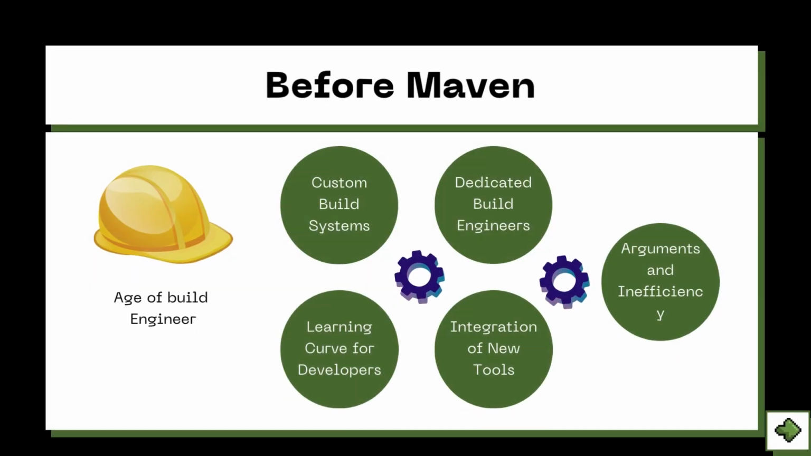So now that we're familiarized with Maven and we know why we would use such a tool, let's talk about the age or the era before Maven, because developers and build engineers faced many issues during the process of building a system. One of them was custom build systems, because each project had its own build system, meaning that there wasn't a standardized way to build software, and this often involved custom scripts and configurations that were unique to each project.